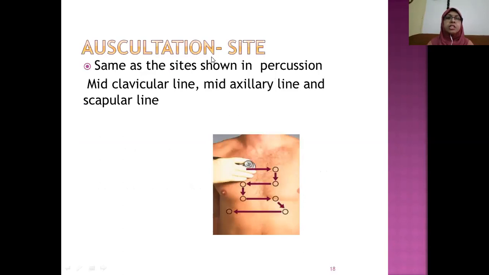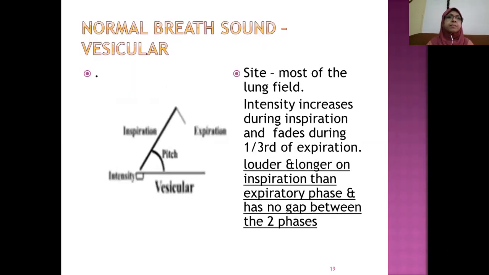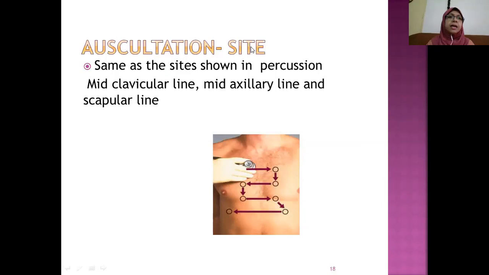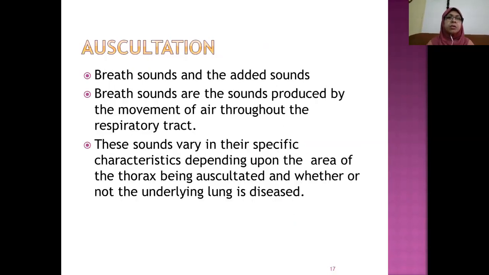The auscultation sites are the same as the sites shown in percussion: the mid clavicular line from the front, where you have to compare both sides; the mid axillary line from the sides, compared symmetrically on both sides; and the scapular line from behind, compared symmetrically on both sides. So now I will talk about the normal breath sound, abnormal breath sound, and the added sounds on auscultation.